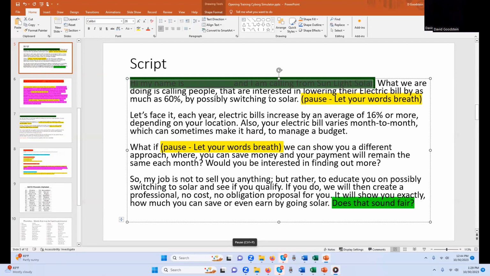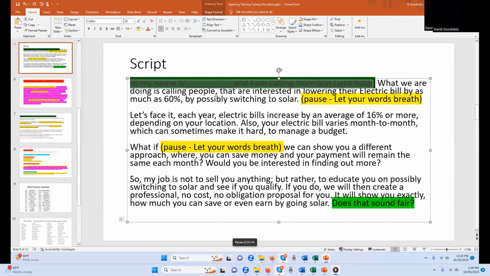Let's face it, each year electric bills increase by an average of 16% or more, depending on your location. Also, your electric bill varies month to month, which can sometimes make it hard to manage a budget. What if, notice my instructions to you, pause, let your words breathe. What if we can show you a different approach where you can save money and your payment will remain the same each month? Would you be interested in finding out more?